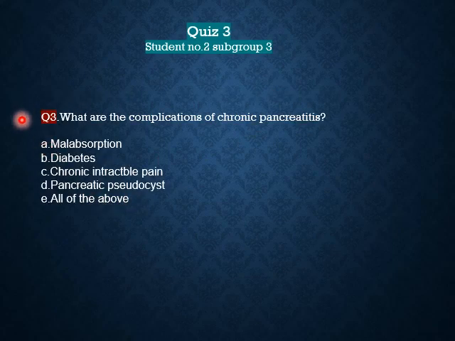Question number 3. What are the complications of chronic pancreatitis? Answer: A. Malabsorption, B. Diabetes, C. Chronic intractable pain, D. Pancreatic cirrhosis, E. All of the above. The right answer is all of the above, E.